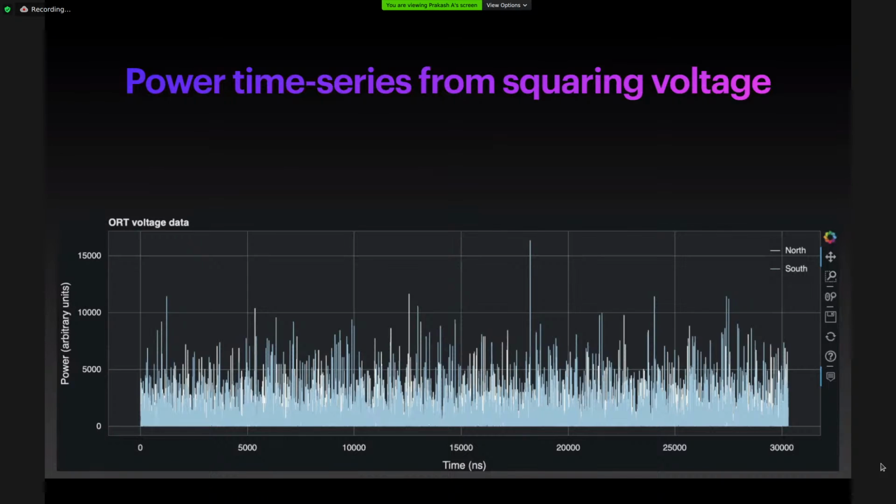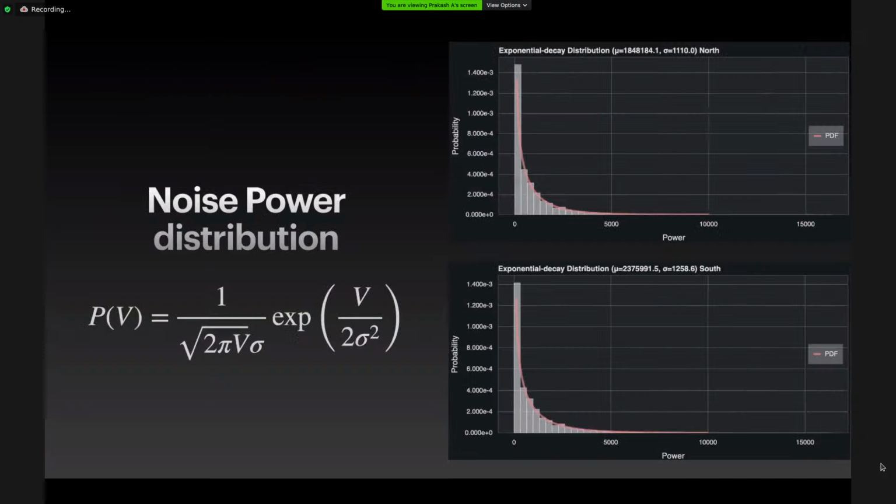The squaring of the voltages can again be visualized as a time series, as you can see over here. So you have only positive values because of squaring. And if you plot the distribution of it, you'll get a function that has exponential decay. So this is the functional form on the left. I supplied a link in the notebook as to how you derive this from the Gaussian distribution that you had earlier. So you can take a look.